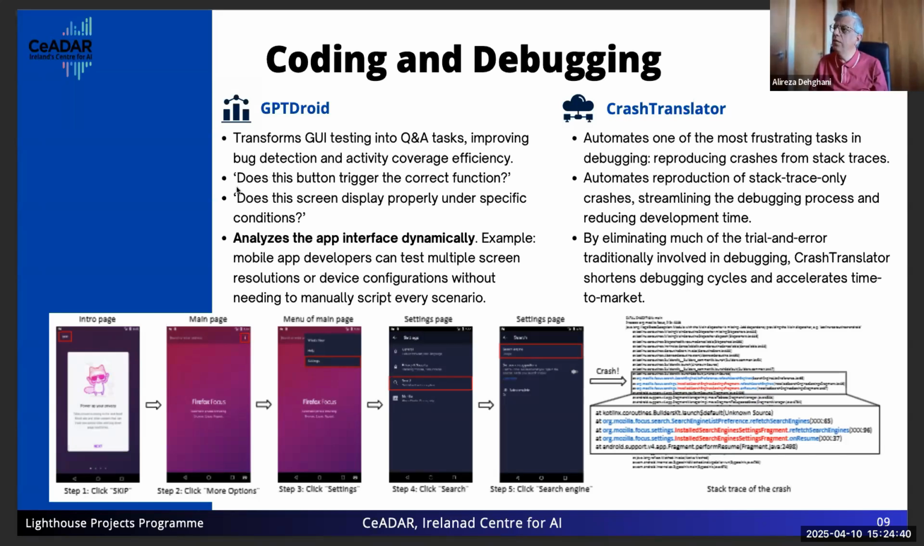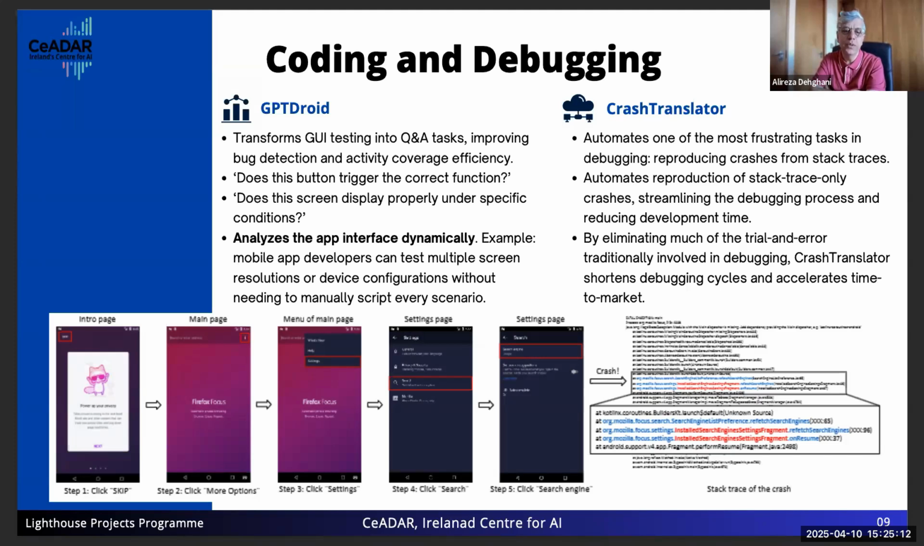Okay, so let's talk about the application of LLM at the edge for the enterprise. So imagine you are a company developing mobile applications. Of course, you need to test your application, isn't it? So GPTDroid is a smart tool that helps the developers in your company to test their mobile apps automatically by using AI to ask and answer questions about how the apps work. It is fascinating. So think of it as a Q&A tester powered by AI.